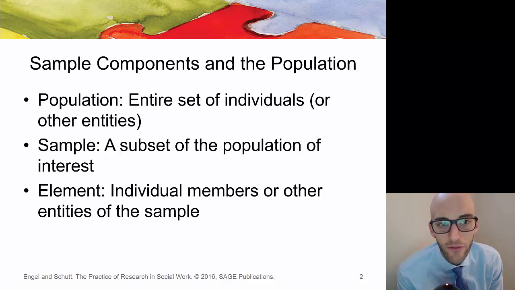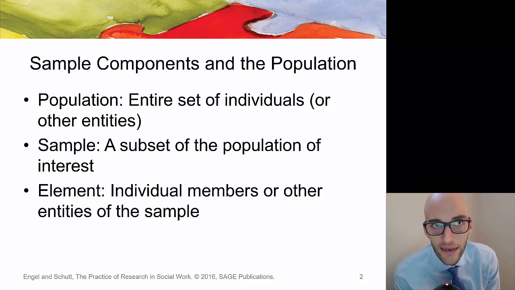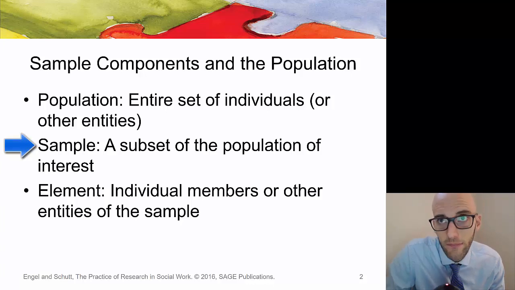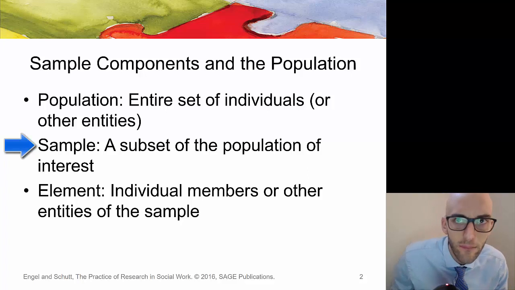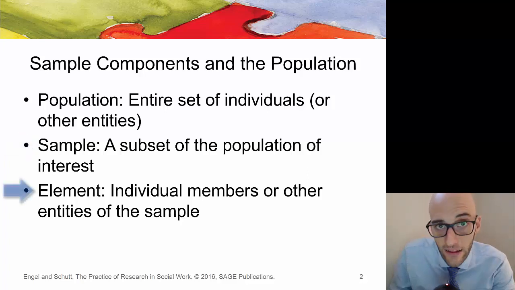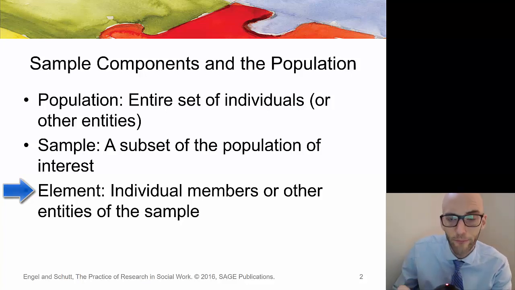As far as terms that you should be aware of, a population is an entire set of individuals or other entities. You can think of a population as the population of the United States or the population of Milwaukee. It would be the entire set of individuals that make up that group. A sample is a subset of that population of interest. So instead of the entire student body of University of Wisconsin-Milwaukee, maybe a sample might be individuals enrolled in 662 online. And an element is an individual member or other entity of the sample. That could be an individual person within that sample, so each single participant would be an element of that sample.